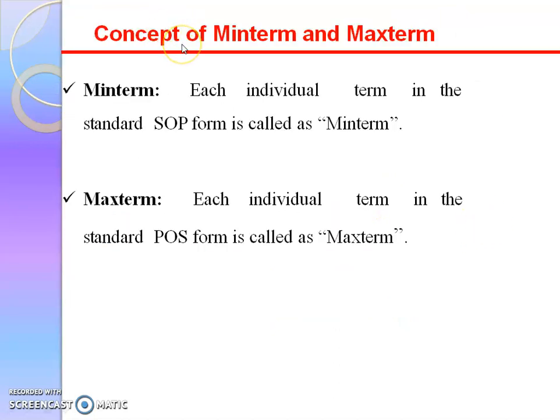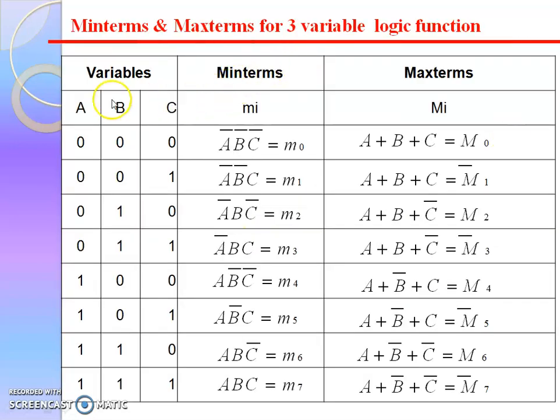Now next concept is the concept of min term and max term. Each individual term in the standard SOP form is called a min term, and each individual term in the standard POS form is called a max term. Now this is the table for 3 variables. Here are the min term and max term values. Here are the variables a, b, c. Now min term is used for the SOP and max term is used for the POS.